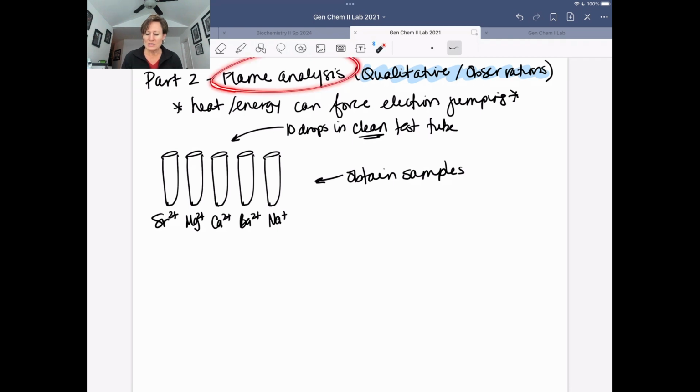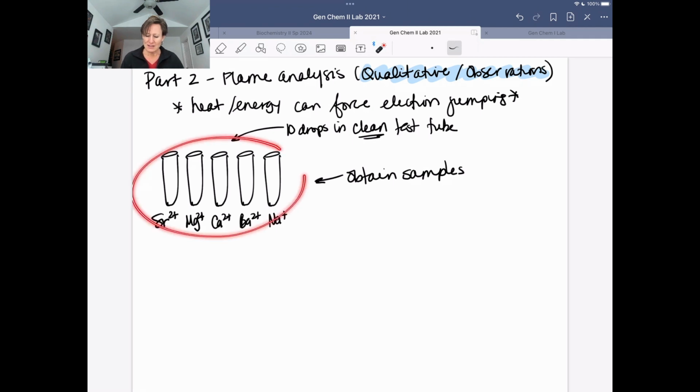Okay, so this is going to be the second part called flame analysis. It's going to be a qualitative part of the lab. All we're doing with this is observations. So here's how this works, and we want to make sure that people are not only safe, but you know exactly what you're doing with this. There are going to be 5 salt solutions. Generally, they're nitrate or chloride solutions, so we've got a spectator ion we're not worried about, but we've got metal ions that are going to be excited by putting them in heat in a flame.